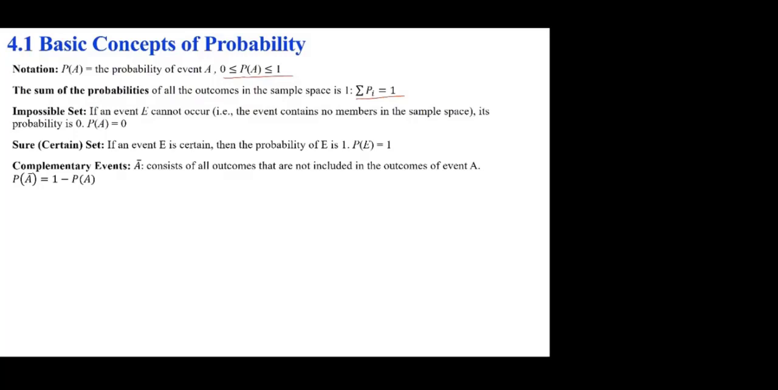Now, the next one is complementary event. The notation is A bar. Sometimes they call it A not. It consists of all outcomes that are not included in the outcomes of event A. In other words, the probability of A complement is 1 minus the probability of A.